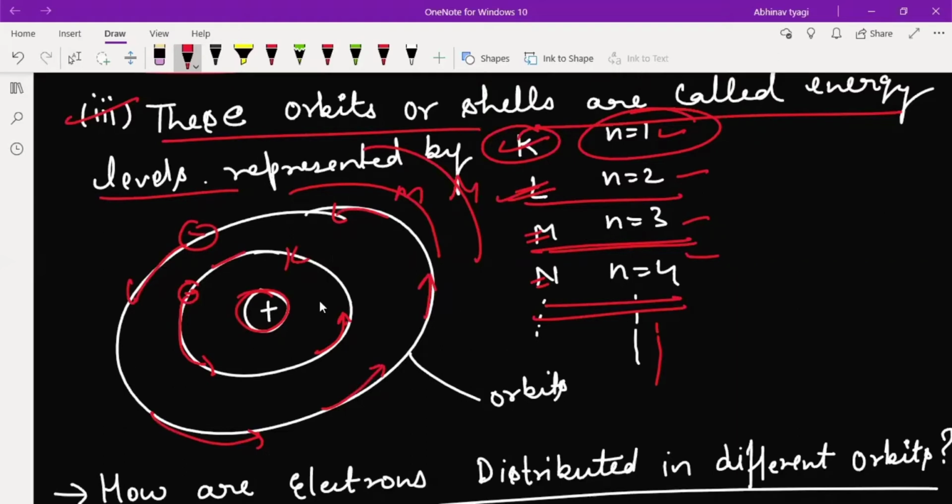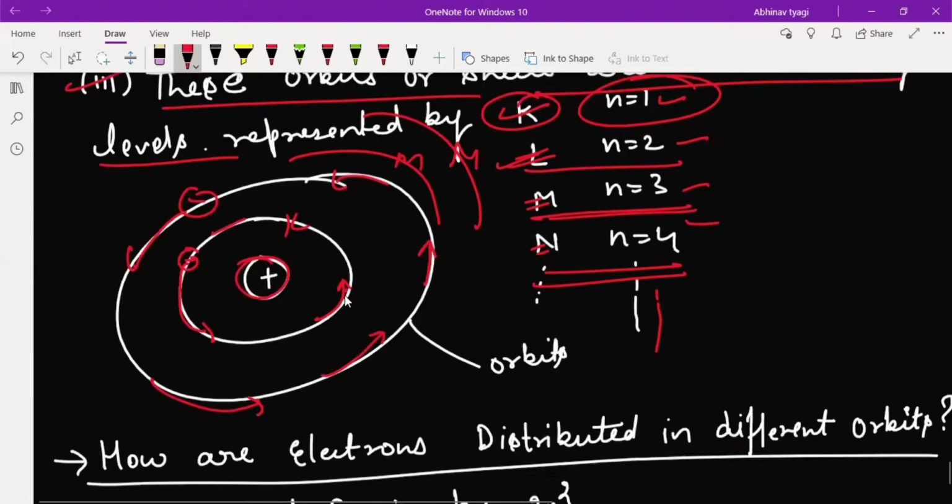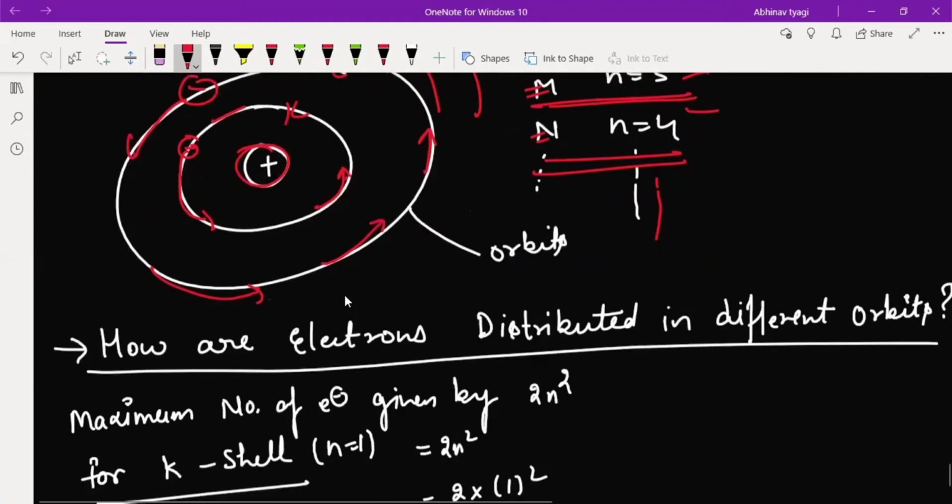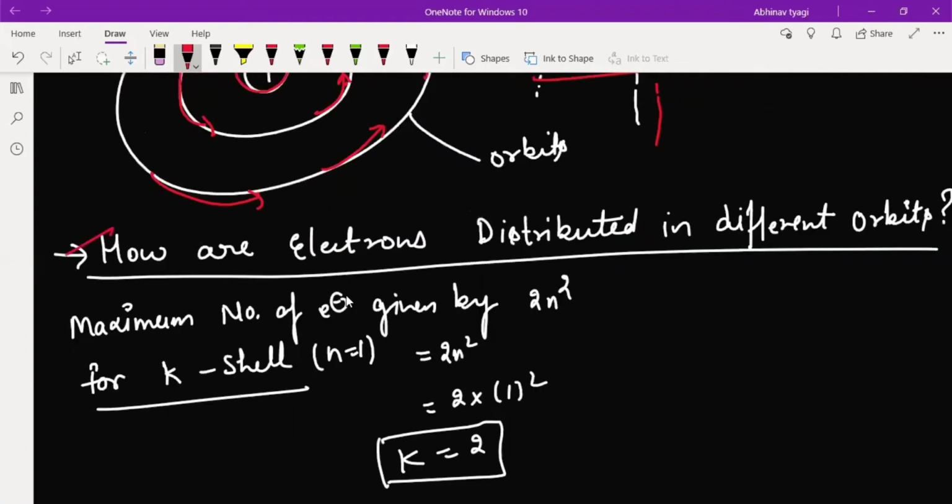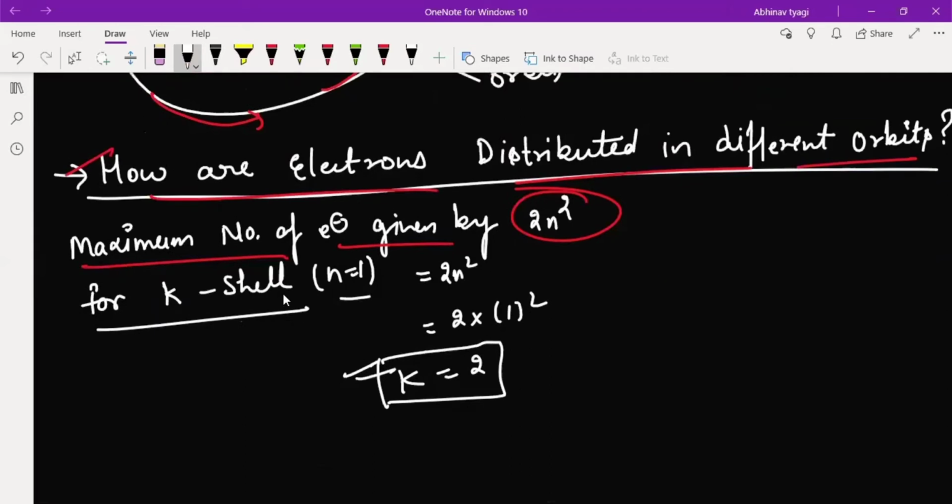Okay, now the question is कि in discrete energy levels K shell, L shell, M shell और N shell में इलेक्ट्रॉन डिस्ट्रीब्यूशन किस तरह होगा? How are the electrons distributed in different orbits? The maximum number of electrons in a given shell is given by the formula 2n², where n is the orbit number or energy level. For the K shell, n is 1, so 2n² gives a maximum of 2 electrons.